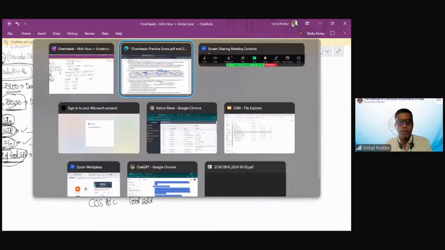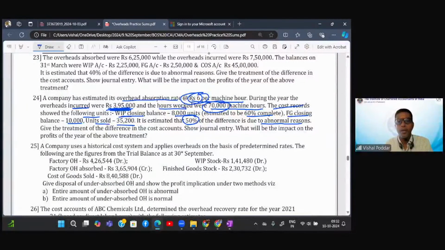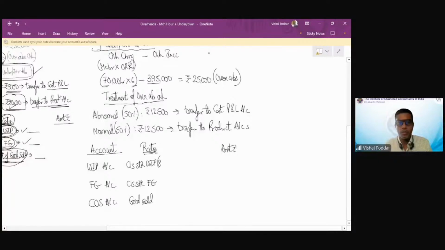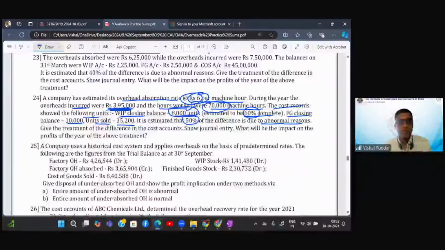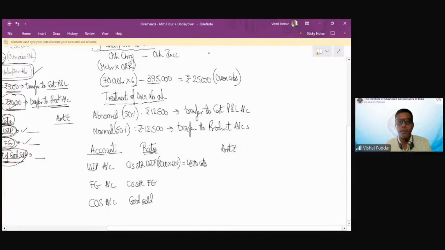Now, what is given for this? The WIP balance is 8,000, but since these are semi-finished goods, I try to find out their equivalent finished. How do I find that out? It is said that all these 8,000 units have been worked up to 60%. So 8,000 on which 60% work is done is as good as 4,800 equivalent finished goods. Finished goods is already given as 10,000, sir, and 3520.